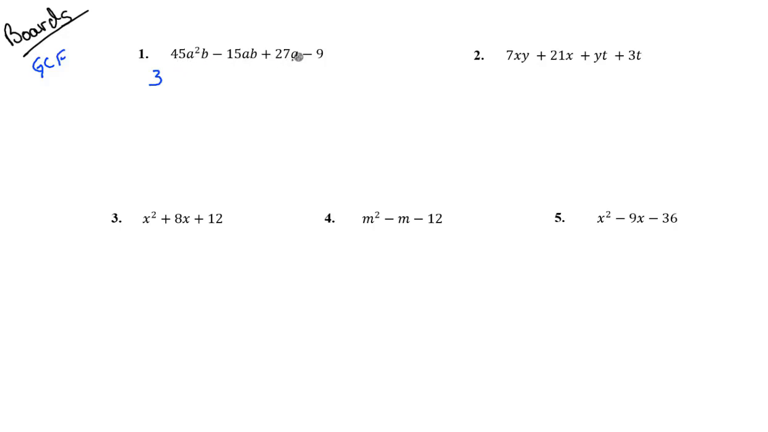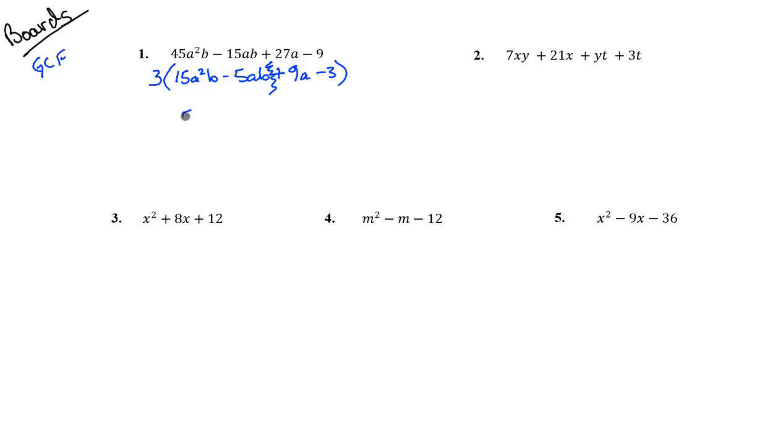What about A's and B's? Do we have A's and B's everywhere? Nope. Okay, so just a 3. So we now have 15a squared b minus 5ab plus 9a minus 3. All right, now what's left here? 1, 2, 3, 4 terms. So we're going to be doing grouping. Cut this guy in half, and what can we pull out of this front half here?